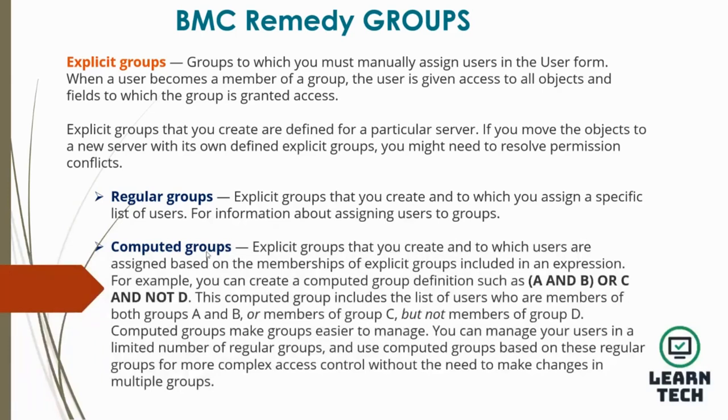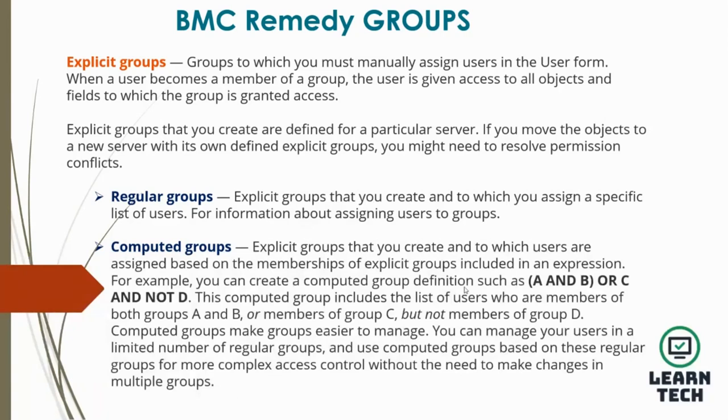For example, there is an example here itself. If I have to define a computed group, let's suppose I have A, B, C, and D regular groups. Then I can define a qualification and create a computed group where I need people only from A and B. So I will create a computed group, for example group AB, and in the qualification, I will mention people from A and B. That means somebody who is part of A will automatically be part of this computed group.